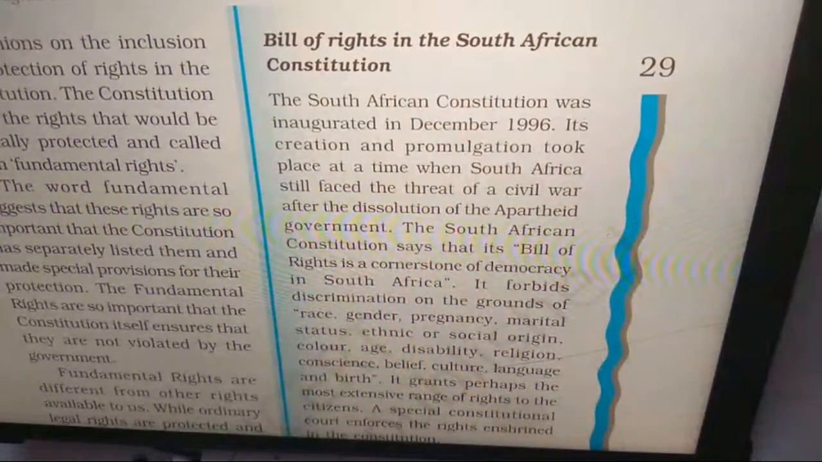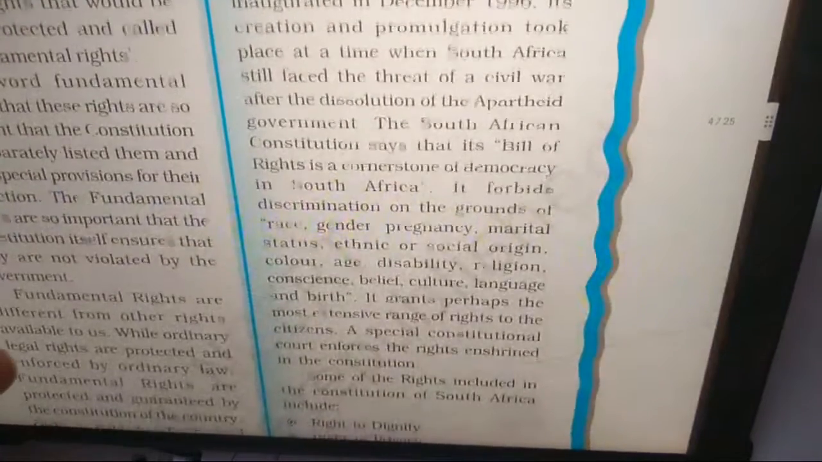The word fundamental suggests that these rights are so important that the Constitution has separately listed them and made special provisions for their protection. The fundamental rights are so important that the Constitution itself ensures that they are not violated by the government. Fundamental rights are different from other rights available to us.